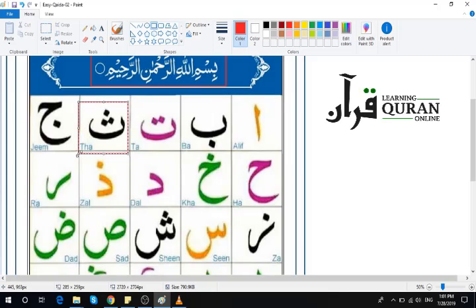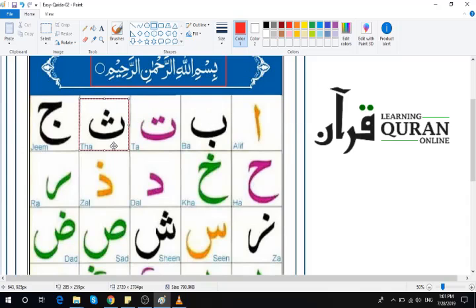Okay, this is tha. I am repeating this again because this is a little bit harder for the students, and the letter pronunciation is tha. Hope you got it. And the identification you have already seen: there are three dots on the top.